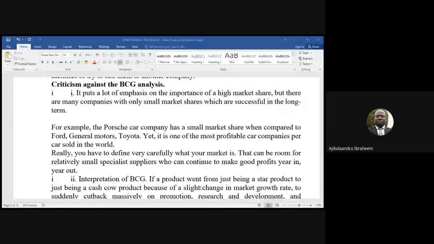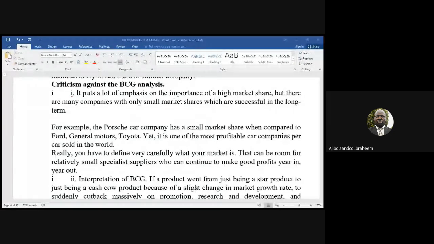It can be seen that when you sell more, you gain more, just like we have in the product life cycle. But at times, circumstances allow you to sell less and still have more profit. We gave an example in the material you have with you: the number of cars that Porsche sells as a company, and companies that produce limousines, are very small in number compared to General Motors or Toyota or Honda.